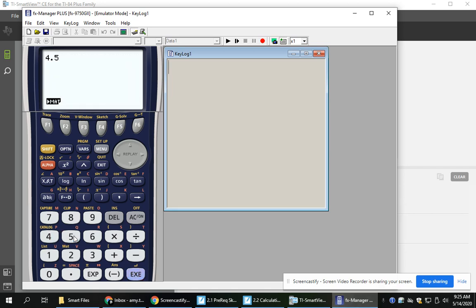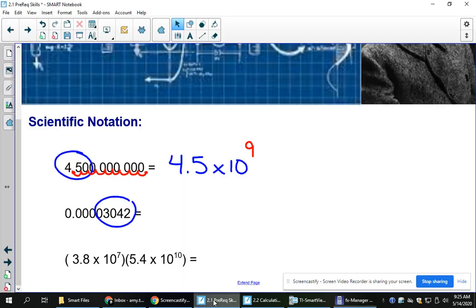4.5. Your E button is down here beside the decimal, EXP, exponent 9. Okay, that's how you put it in your calculator.